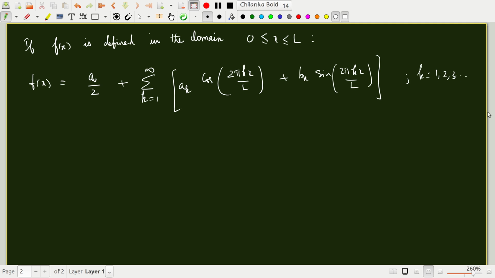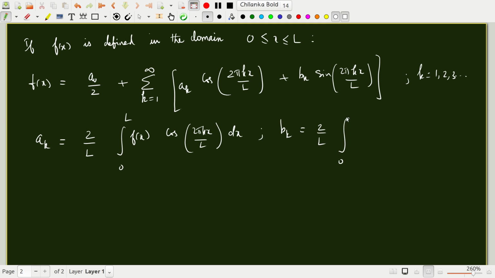K is an integer. Again, you can find what the ak are using orthonormality. So ak is 2 by L, integral from 0 to L, f of x cos(2 pi kx by L) dx, and bk is nothing but 2 by L, integral from 0 to L, f of x sin(2 pi kx upon L) dx. So this is how you find the Fourier coefficients given the knowledge of the function.